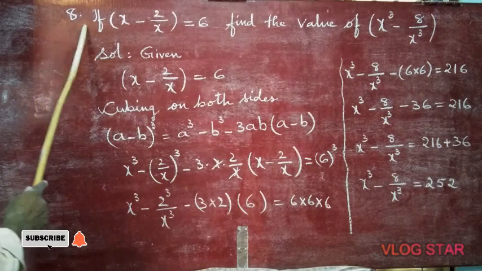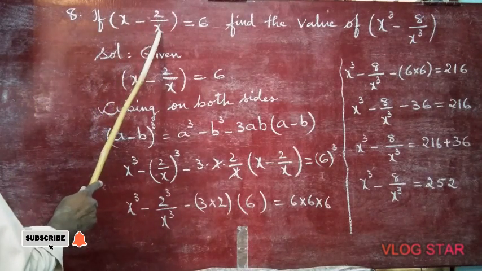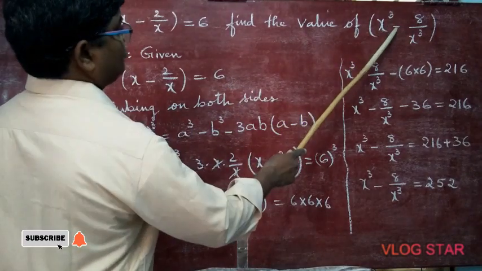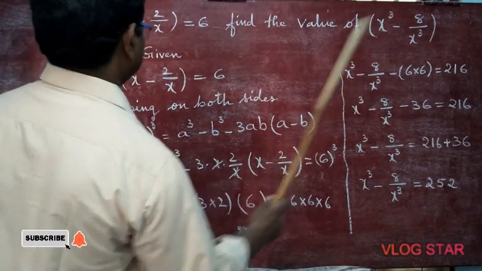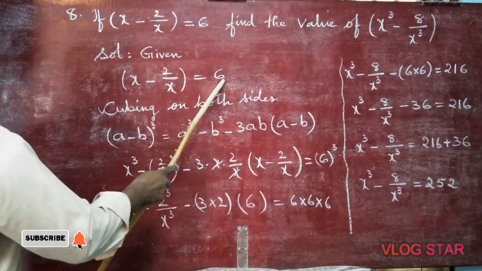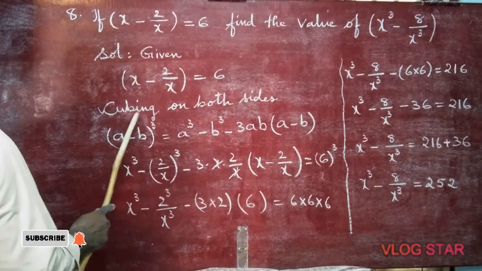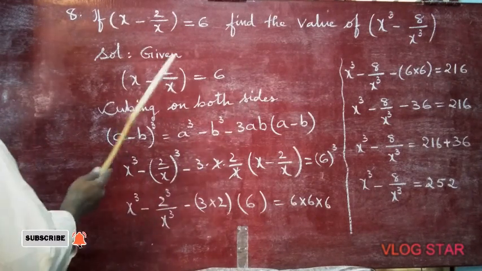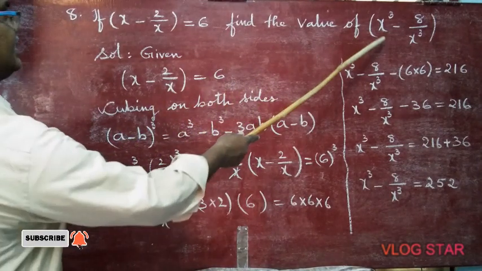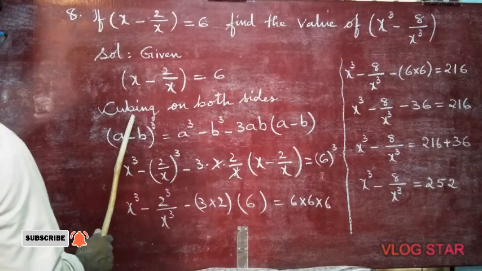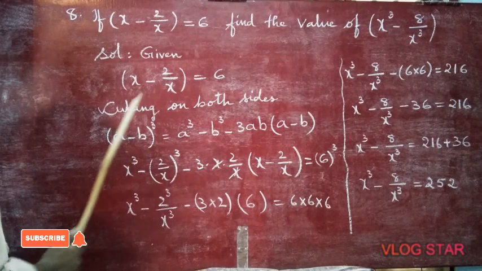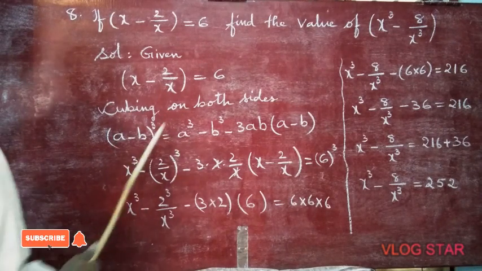Eighth problem. If x minus 2 by x is equal to 6, find the value of x cube minus 8 by x cube. Solution: given x minus 2 by x is equal to 6. Cubing on both sides. I told you why we have to cube and why we have to square. See the question; in the question itself you will have the hint. So cubing on both sides.